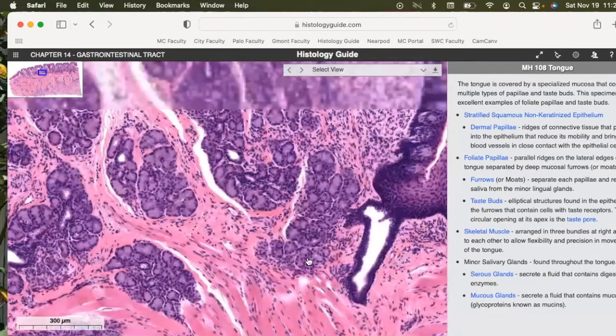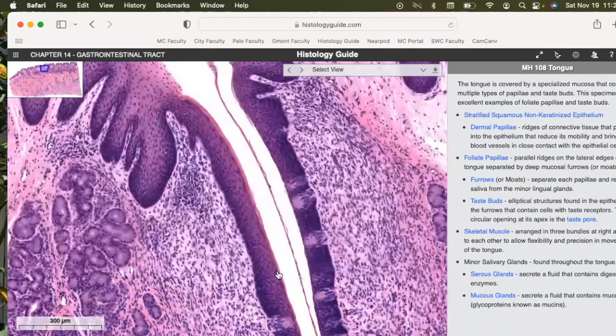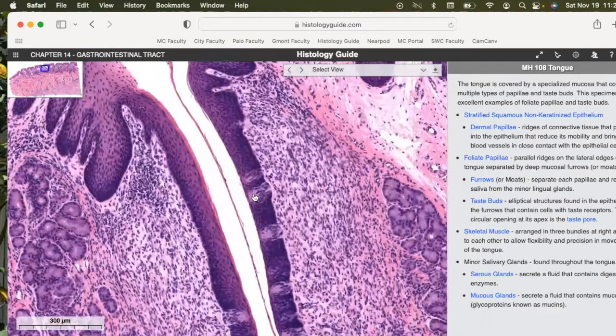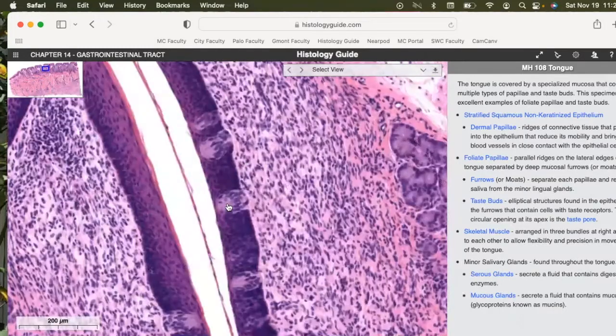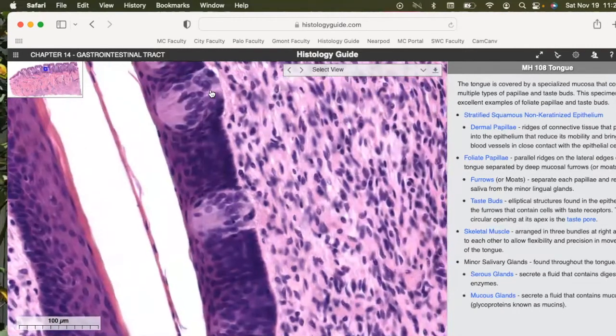These are some of the ducts that lead in, right? And then you got these furrows over here. In the furrows are the taste buds themselves. Right, so food, the stuff in the saliva is flowing through here, and some of the stuff is taken up by these little taste buds.